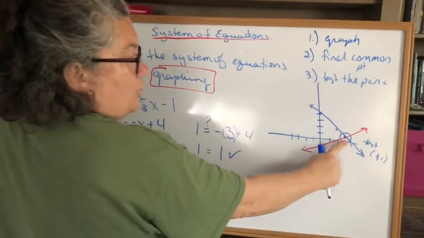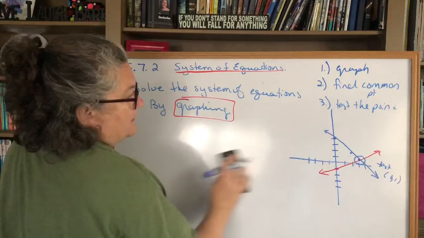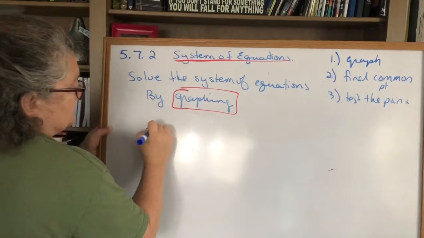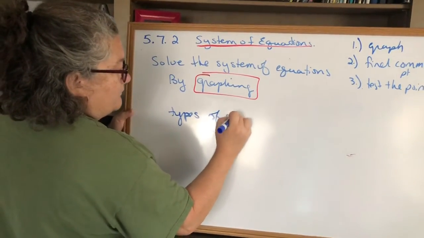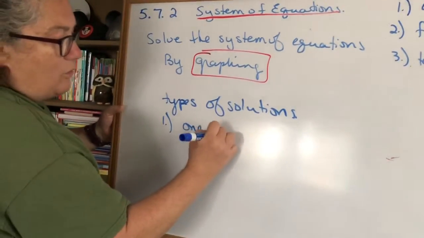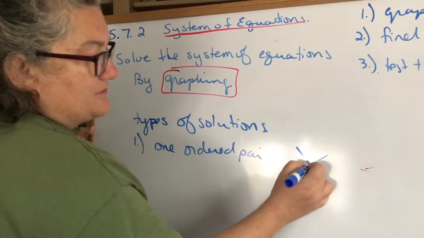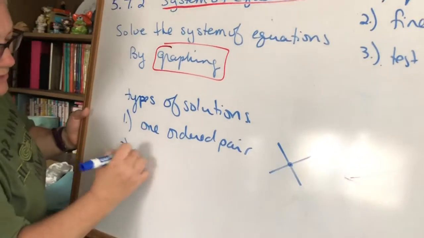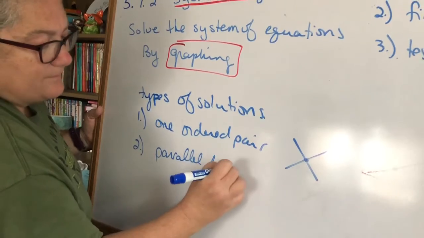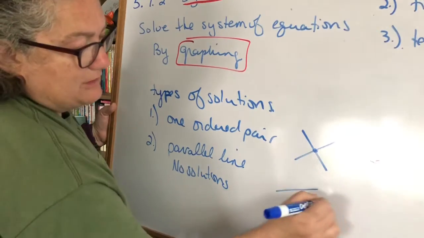So this is where we could have one solution. I'm going to erase it for a second. Hang on there. So there's the steps right there to how we graph it. And the types of solutions that we have are, 1, one ordered pair. And that's where it looks like this, where we have just 1 point in common. We could have 2, parallel lines. And that means there's no solutions. And they would look like this.